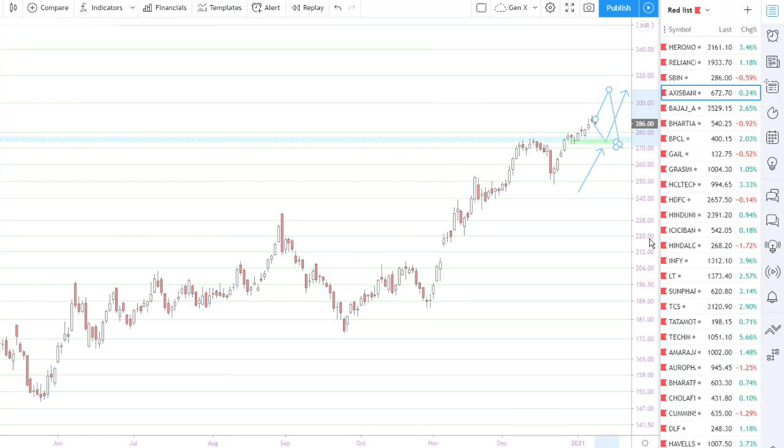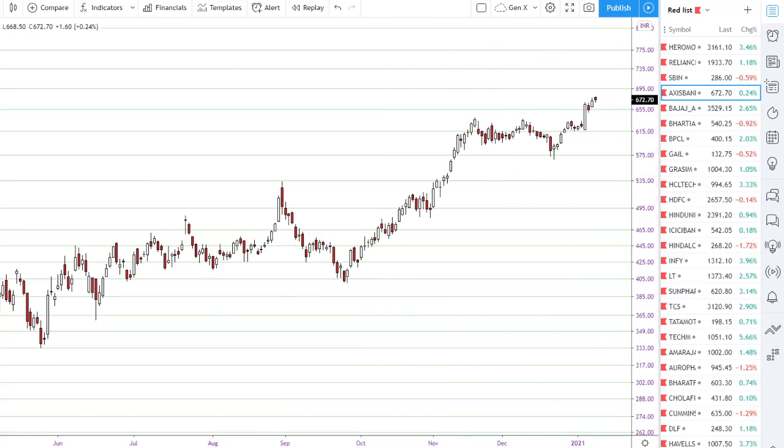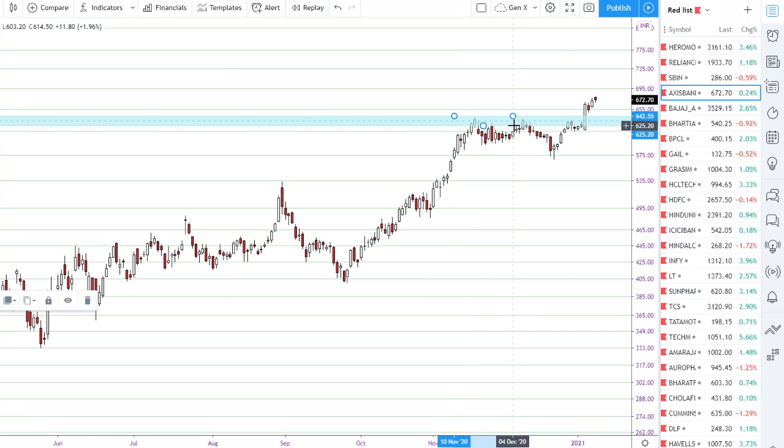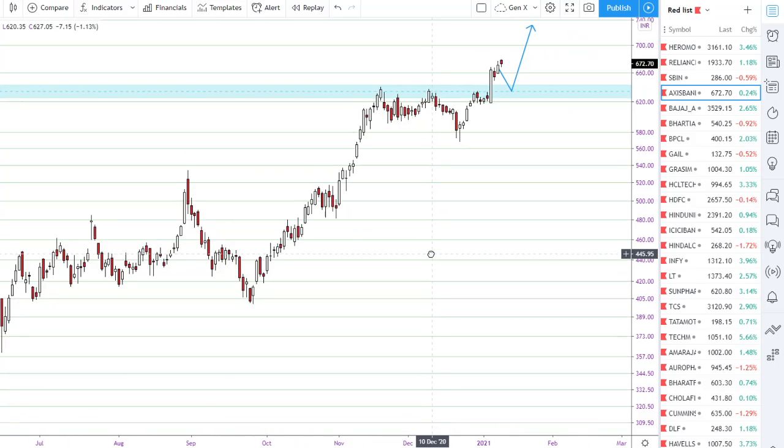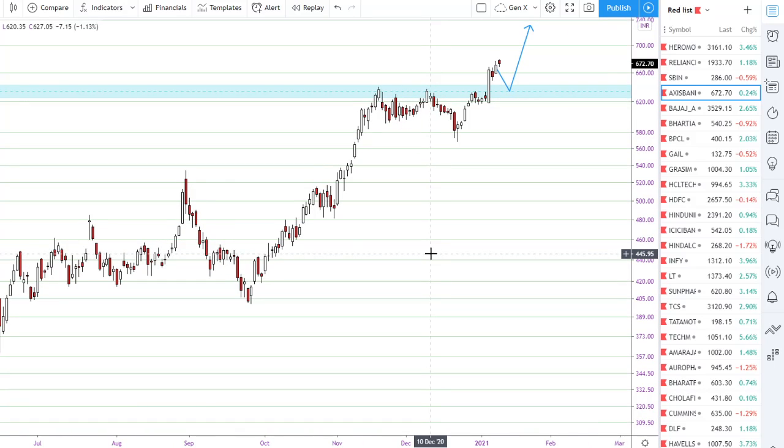The next one is Axis Bank. This is also clearly in an uptrend, there is no doubt about it, because it's clearly making higher highs and higher lows. So the zone of interest is this. If price falls to this zone here, then we look for a buying opportunity and then ride the trend. It's as simple as that. You just have to follow these simple steps.